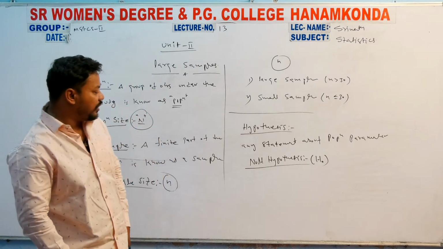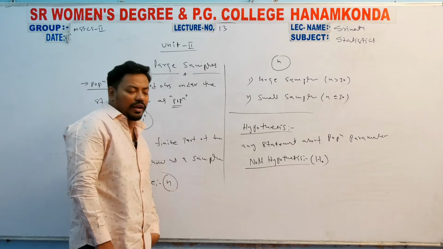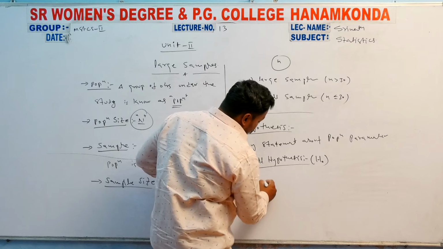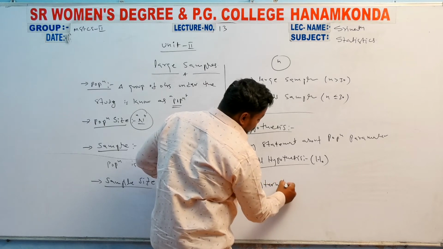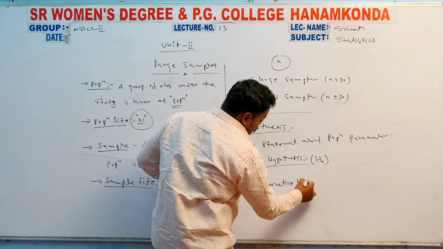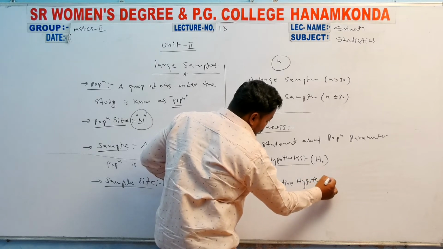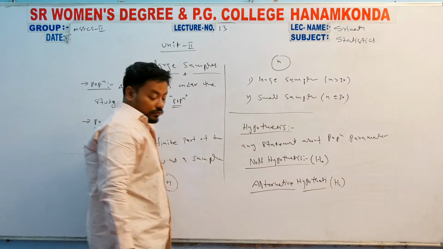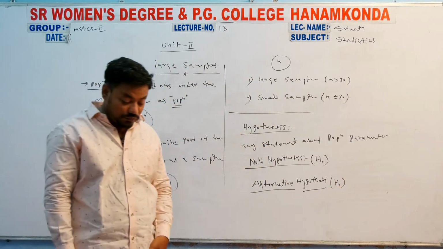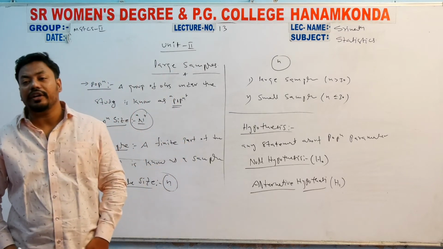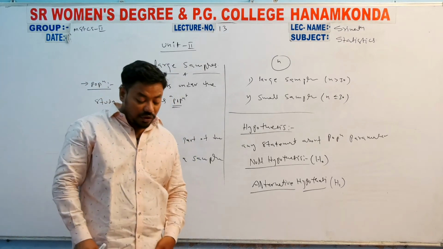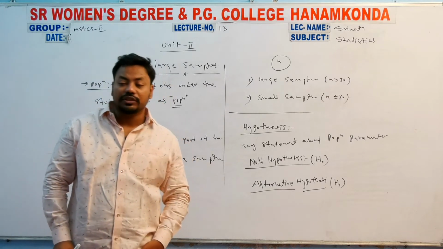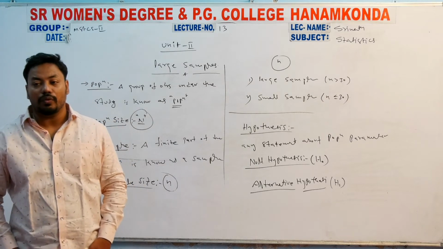And along with the null hypothesis, we take the alternative hypothesis. Any hypothesis which is alternative to the null hypothesis is known as the alternative hypothesis. It is denoted by H1.